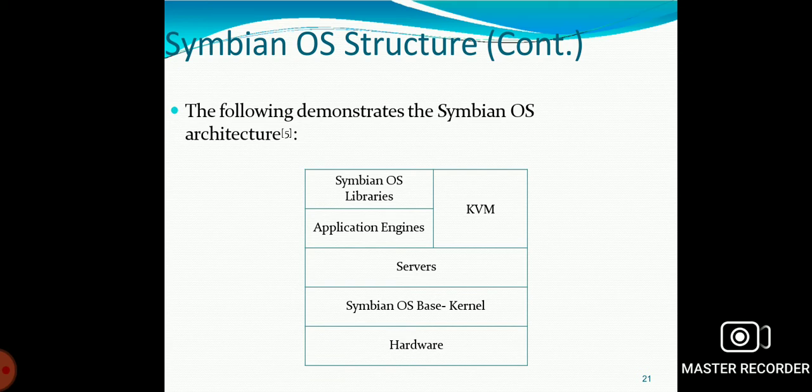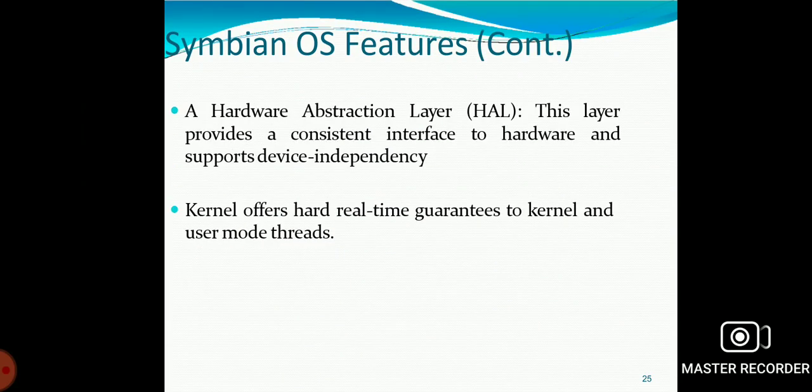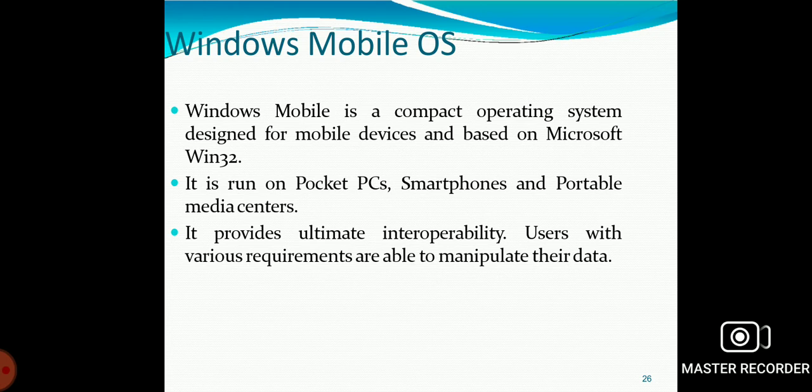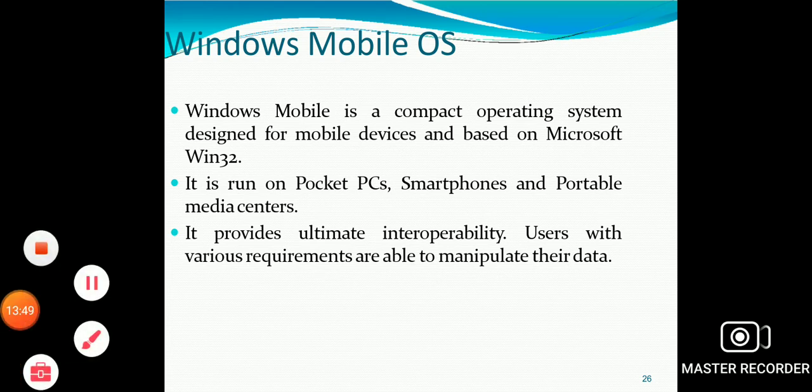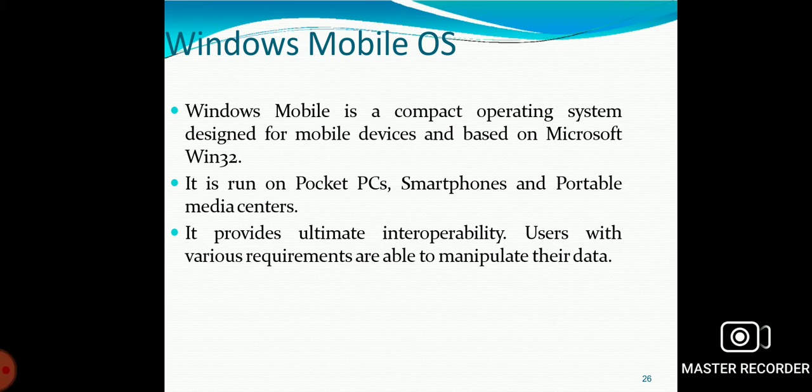Now we can move to the Windows mobile operating system. Windows Mobile is a compact operating system designed for mobile devices and based on the micro Win32. It runs on Pocket PCs, smartphones, and portable media centers. It provides the ultimate interoperability. Users with various requirements are able to manipulate the data.